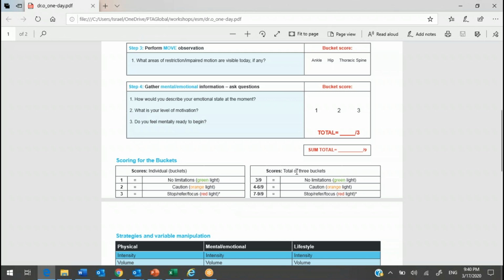So then the scores, the total of 3 buckets. That's this column here, the sum total. 3 out of 9, no limitations. We are good to go. We get the green light, baby.